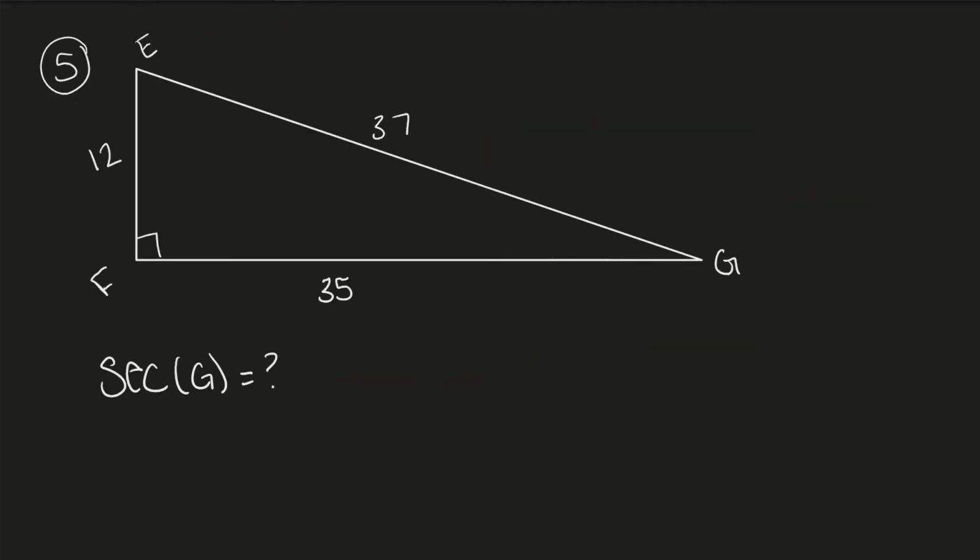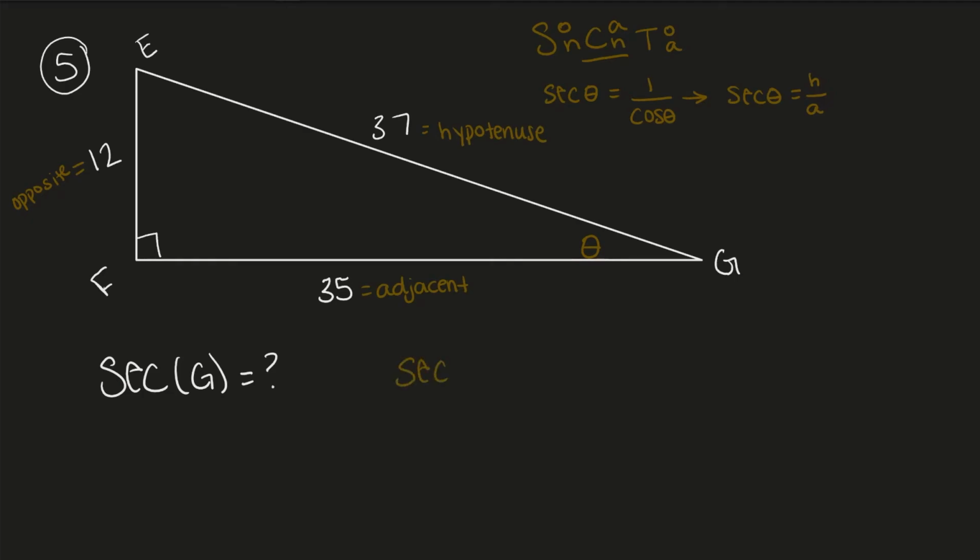Now we have to find the secant of G. So for secant, we use cosine. Cosine is adjacent over hypotenuse, so secant is hypotenuse over adjacent. It's the reciprocal of our cosine. When our theta is in the bottom right-hand corner, 12 is our opposite, 35 is our adjacent, and 37 is our hypotenuse. So the secant of G is hypotenuse over adjacent, or 37 over 35.